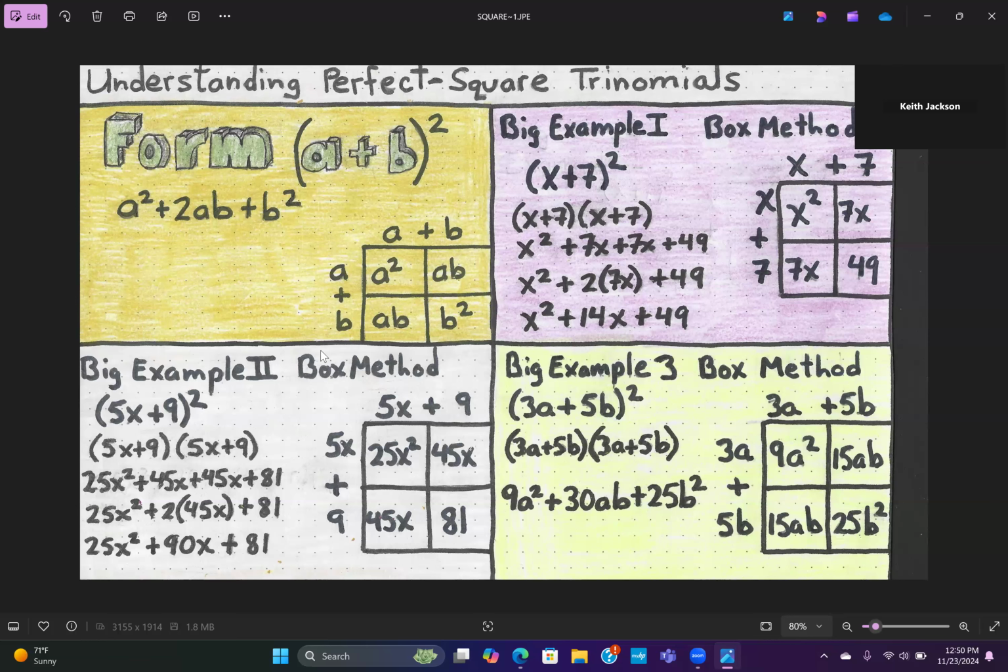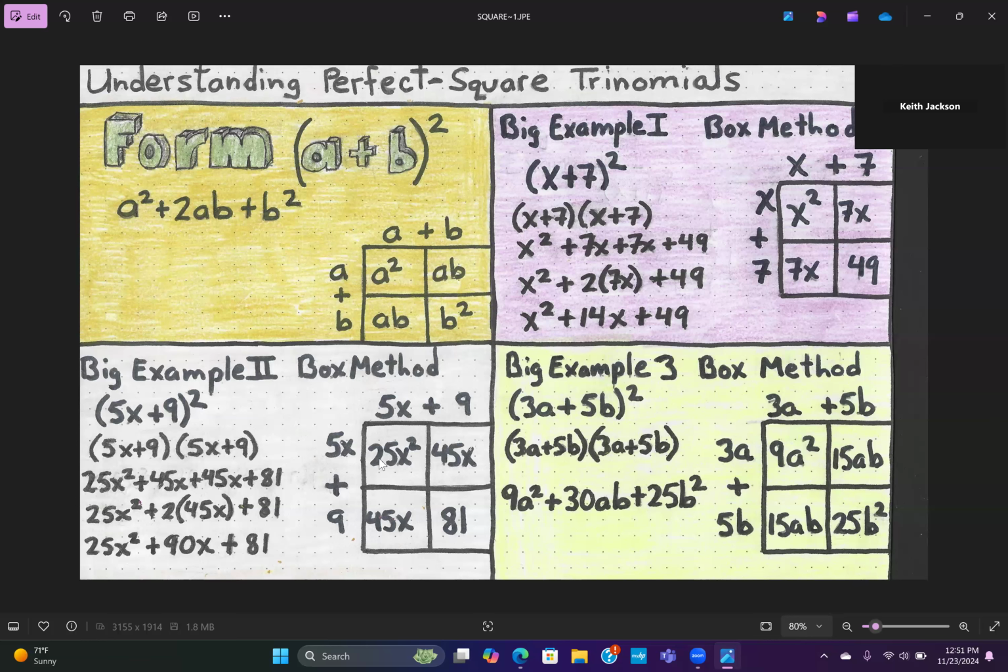Now let's move on to example 2, in which we have the quantity of 5x plus 9 squared, which is the same as saying 5x plus 9, that quantity as you see right here, times the quantity of 5x plus 9, again using the box method to arrive at our perfect square trinomial, in which we're going to multiply 5x times 5x, which will give us 25x squared, 5x times 9, which will give us 45x, and then right here, 9 times 5x will give us 45x, and 9 times 9 will give us 81.